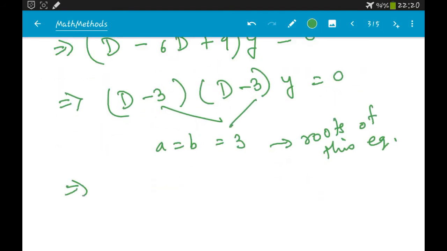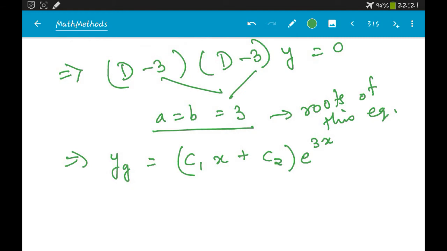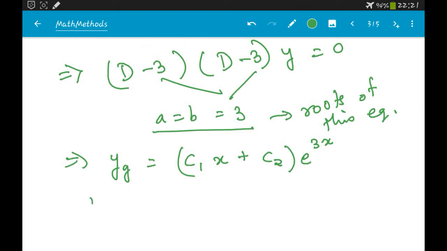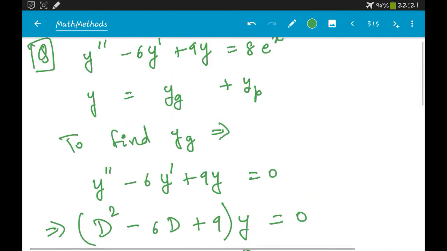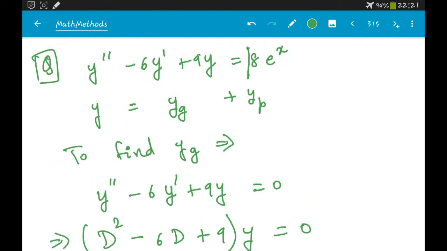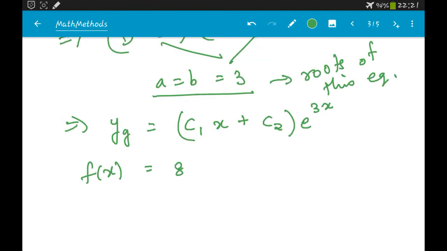So let's write yg first. So yg is nothing but, when the roots are the same, what is the equation? It is given by c1x plus c2 e power 3x. So this is going to be your yg. Okay, and now what is f of x? F of x is of the form this 8 e power x, right? So f of x is of the form 8 e power x.